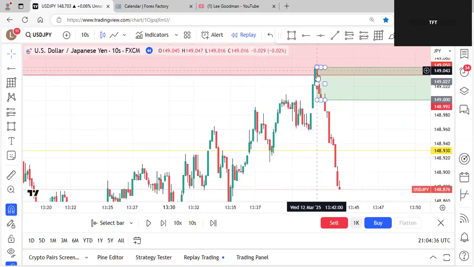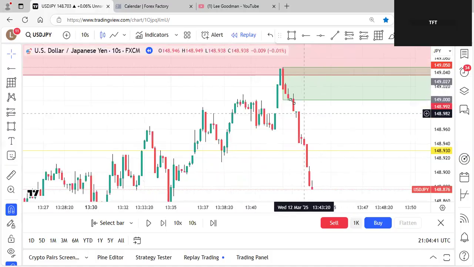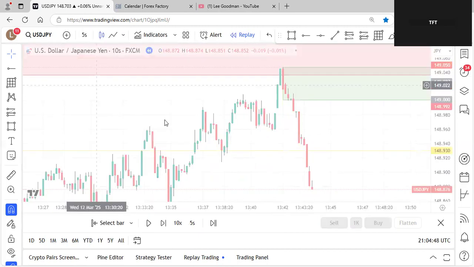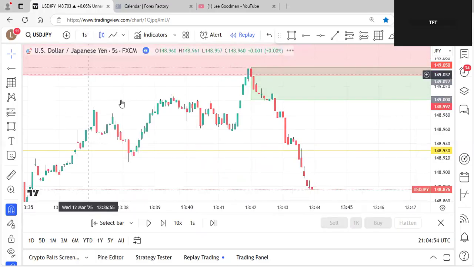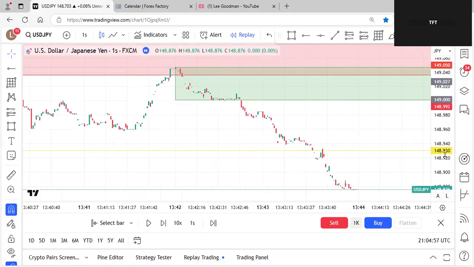Again, we get a good push up and then a push down. And I would say this is all balanced on the 10-second anyway. And then we start getting a bit of volume in the downside from this one here. I'm not sure if that'll change on the lower. Yeah, it's still the same point. Yeah, same on the seconds.